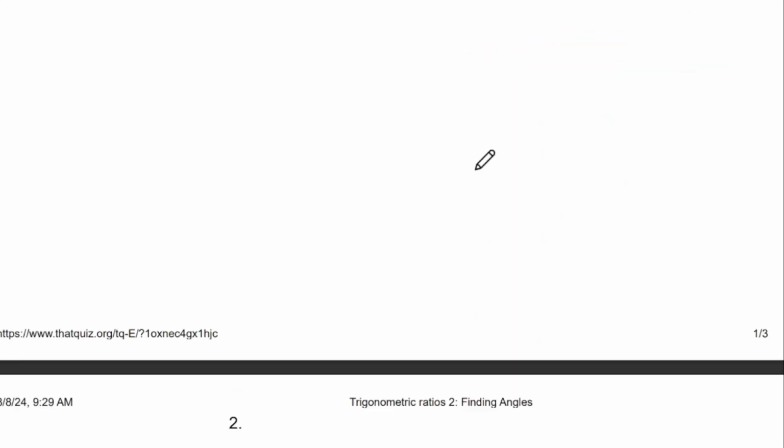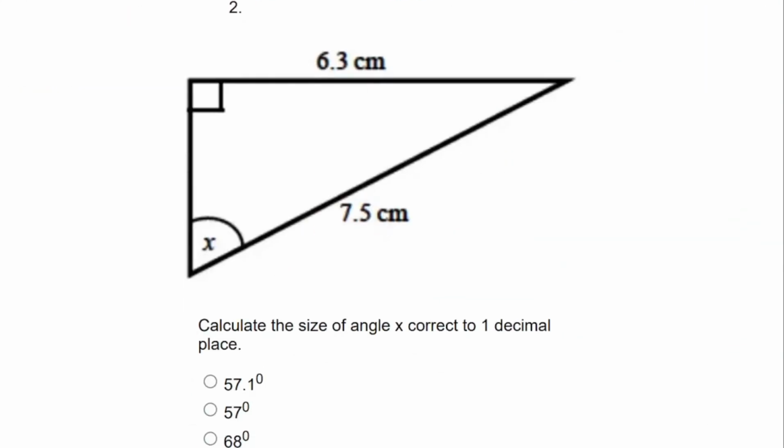So we move to the second question. Calculate the size of angle x correct to one decimal place. The same thing here, we're going to label the sides first.